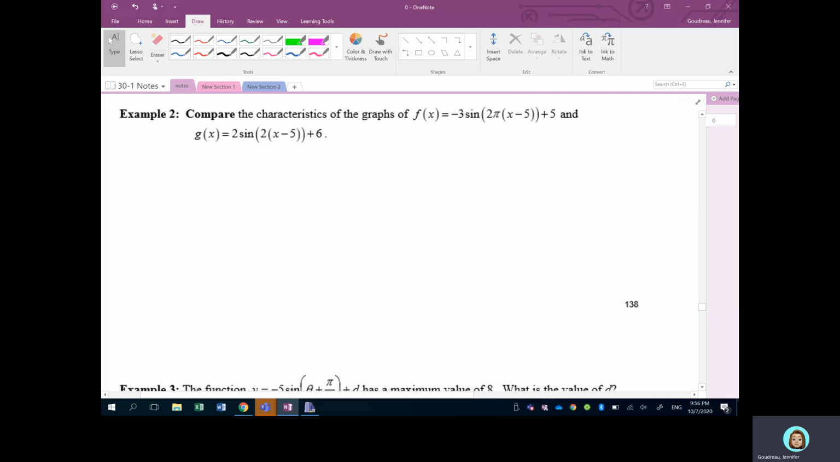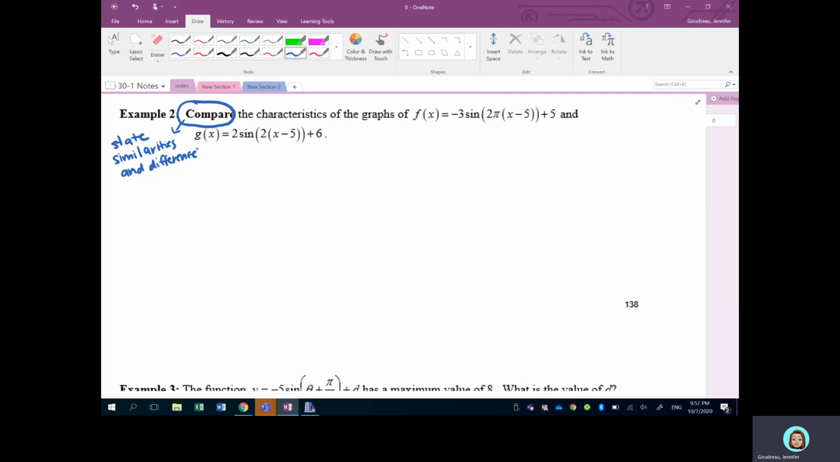Very, very important that anytime you are given a compare question, you don't just list the characteristics and leave it. When you compare, you must actually state what is the same. So state the similarities and the differences. So we are going to list out what some of these characteristics are for both f at x and g at x, but you can't just list the characteristics and leave it at that. You must list your characteristics and then state what is the same and what is different.